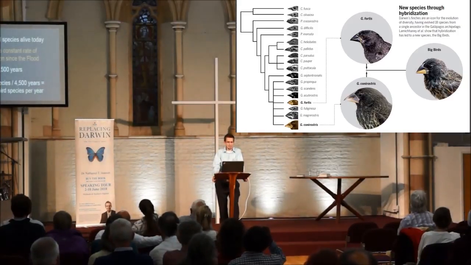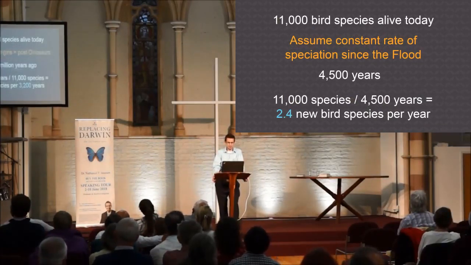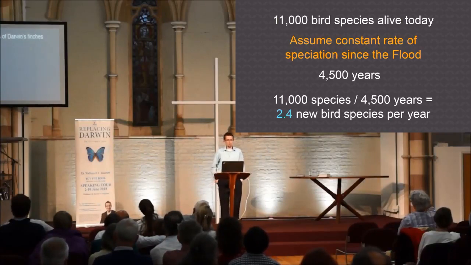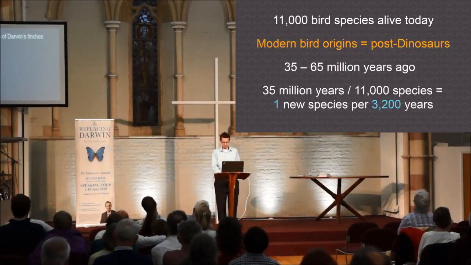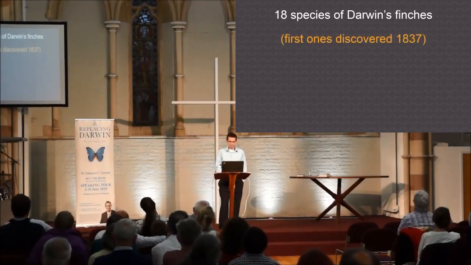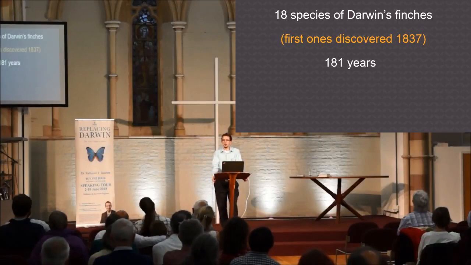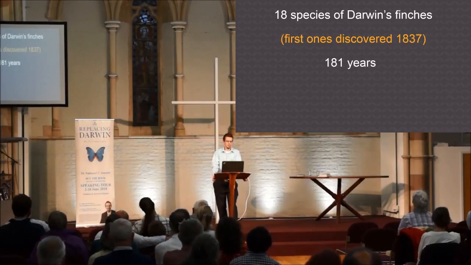11,000 bird species alive today. We ran that math: 2.4 new bird species per year. We compared it to the evolutionary prediction. But with 18 species of Darwin's finches, they were brought to the attention of the scientific community in 1837 as a result of Darwin's voyage on the Beagle around the globe, hence Darwin's finches, that's their name. They were labeled new species by John Gould in 1837, that's 181 years ago. One new species of Darwin's finches has been discovered in 181 years. Well, 1 divided by nearly 200 gives you a number far less than 1. So at first pass, this would seem to refute the number I just wrote.